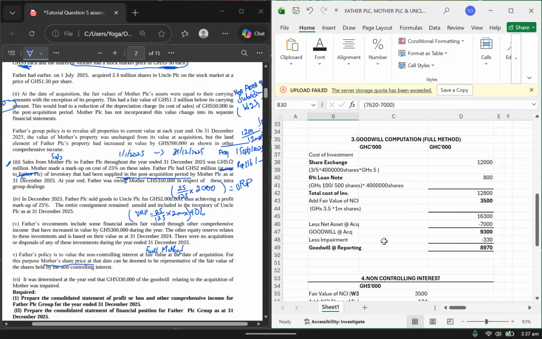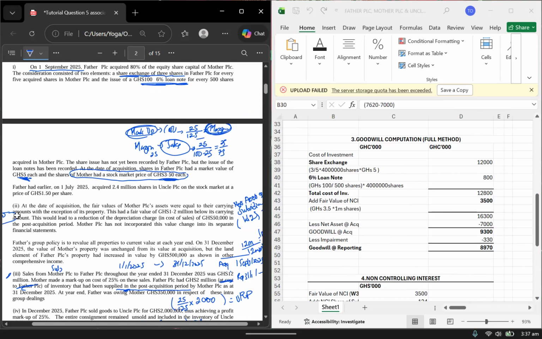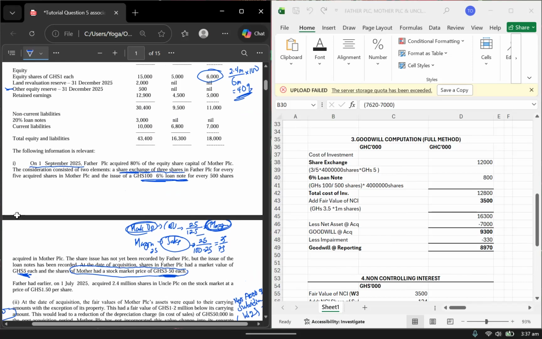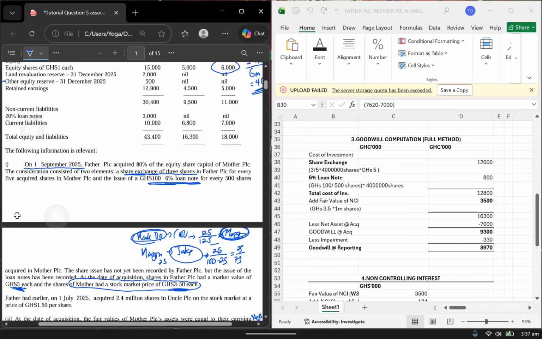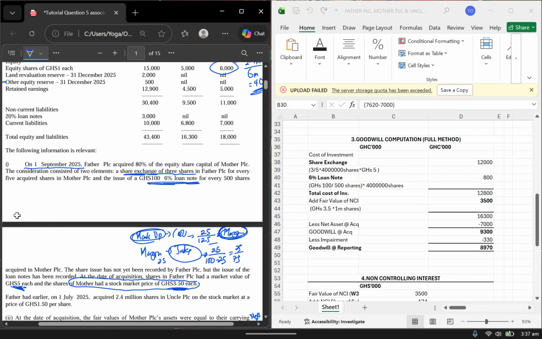Let's look at what goes into the purchase consideration. Father PLC acquired 80% of the equity shares. The consideration consisted of two elements.